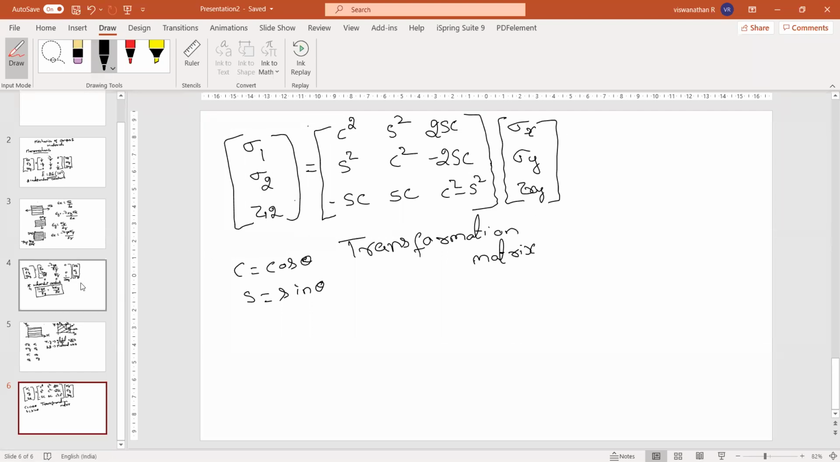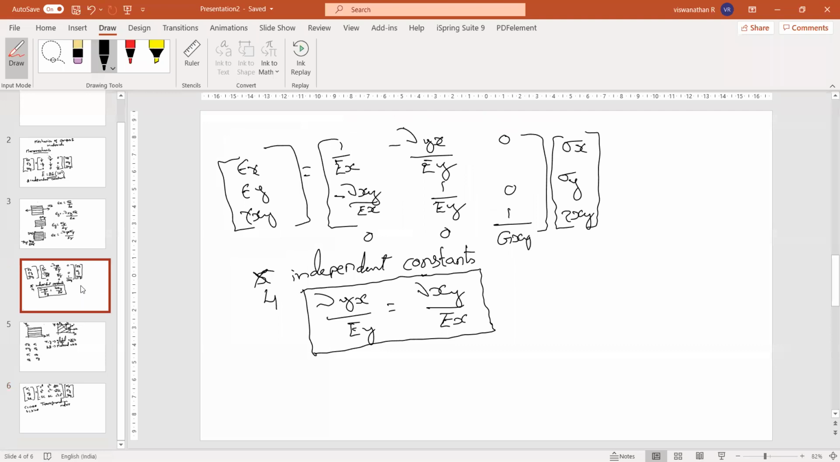I have one question here. In this matrix, this relates strain and stress. So what will be the units of this matrix? What is the units of this matrix?